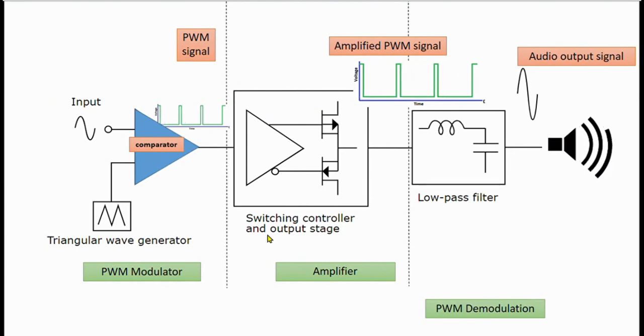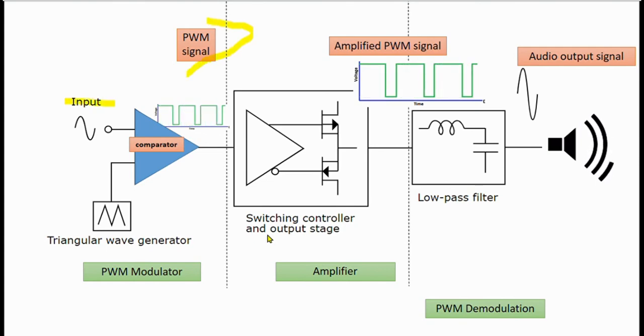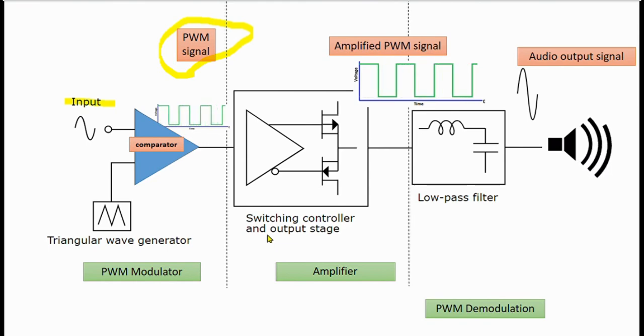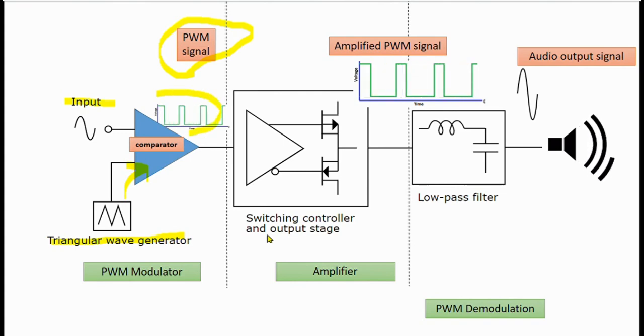This is the diagram of a class D amplifier. First, the input signal is converted to a PWM signal. PWM is pulse width modulation, and it is generated by using a triangular wave generator, fed into a comparator. Then we will get pulses of different widths. This is the pulse of different widths. It is called pulse width modulation.